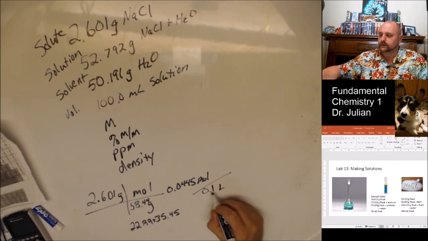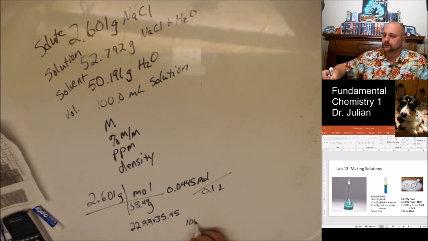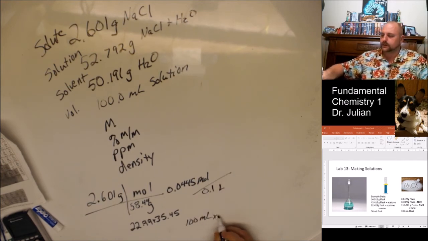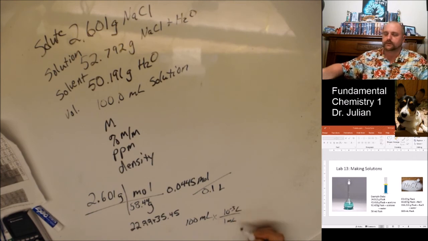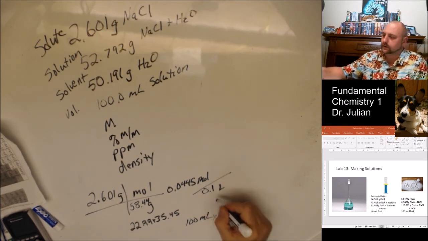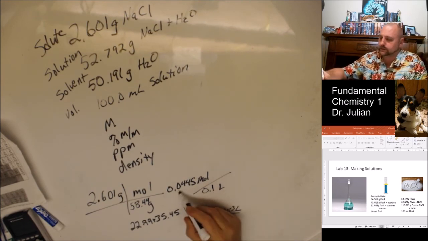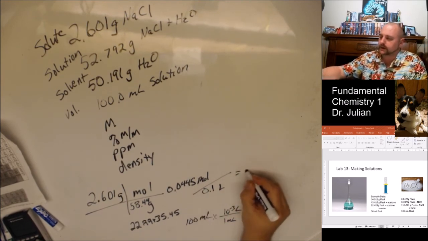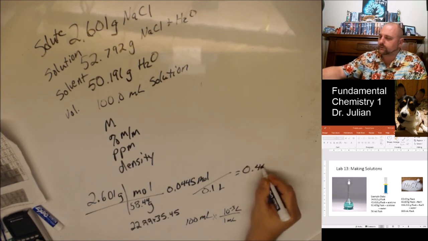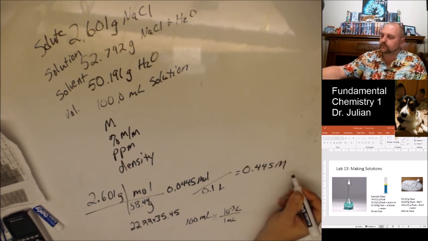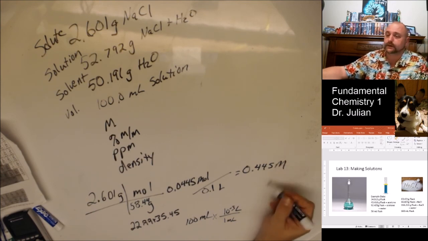Now I'm going to take this and divide that by 0.1 liters. I'm taking my 100 milliliters. 1 milliliter is 10 to the minus third liter, so the units cancel out. Dividing by 0.1 is the same as multiplying by 10, so I got 0.445 moles per liter. Capital M.